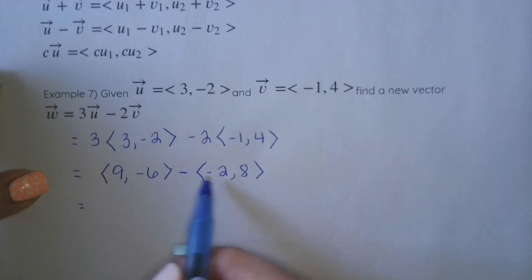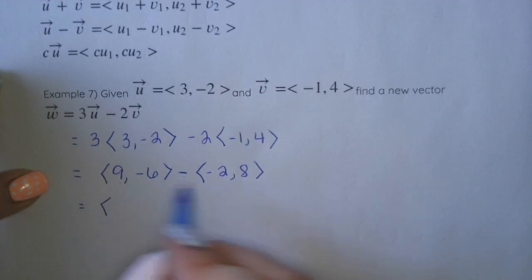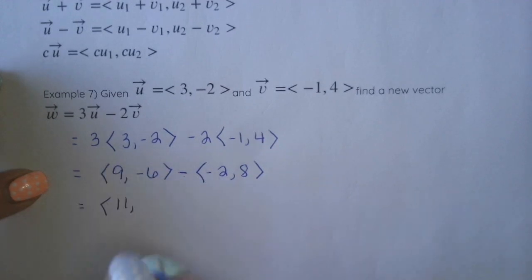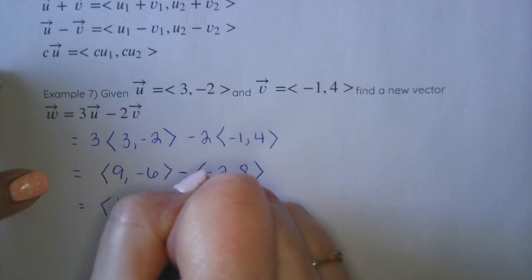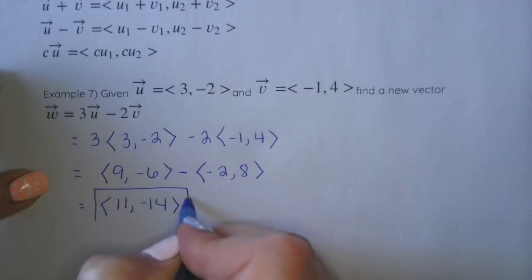Okay, now we'll subtract the components. I'll take 9 minus negative 2. 9 minus negative 2, of course, is 11. Negative 6 minus 8 is negative 14. And I have found my new vector w.